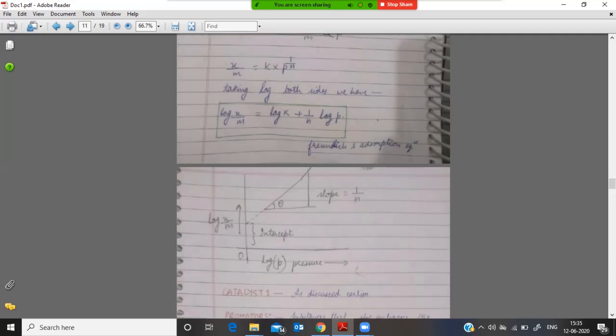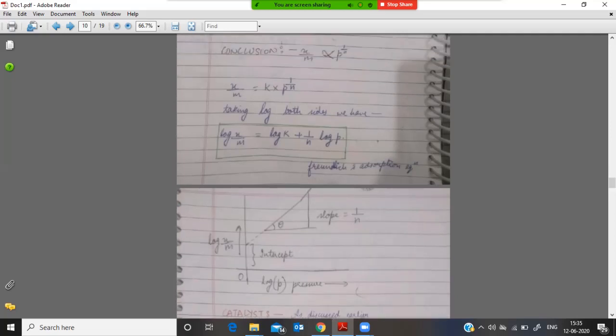There is a limitation of this Freundlich adsorption isotherm. One of the drawbacks of the Freundlich isotherm is its inability to provide an explanation for the condition when 1 by n is equal to 0 and x by m is equal to k into p to the power 0, although it is well supported by the experimental results. In other words, we can say it fails at high pressure. This equation fails to explain the situation at high pressure.